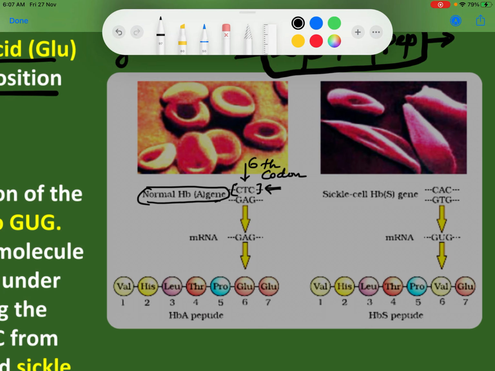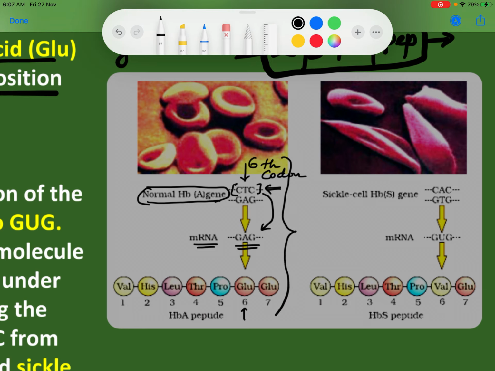So when it is transcribed, the mRNA which will be produced, CTC is going to be GAG, and that GAG codes for glutamic acid. So 6th number amino acid will be glutamic acid. So this is a normal process.